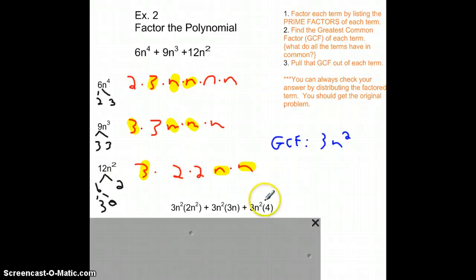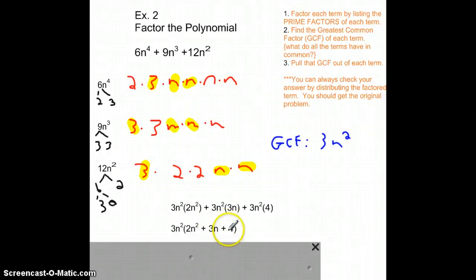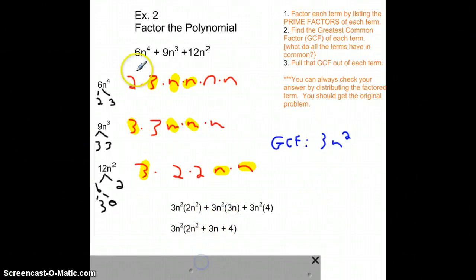What's left? Well, 2 times 2 is 4. So again, if you look, each of these terms has this 3n squared in common. So we can pull it way out to the front. And we just leave the sum or difference of whatever terms are remaining. Again, do your distributive property and you end up with the same equation as you started with. Right? 3n squared times 2n squared, well, it's going to be 6n to the fourth. 3n squared distributed to 3n, well, we already did that one. That's 9n cubed. 3n squared distributed to 4, well, 3 times 4 is 12. My n squared, so there it is. So that right there is our factorization of this polynomial.